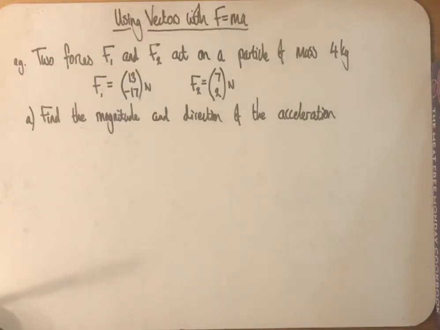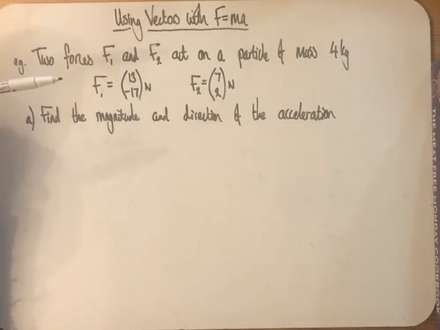Okay, using vectors with F equals ma. So we've got two forces, F1 and F2, acting on a particle of mass 4 kilograms. They've been resolved into two perpendicular forces, and we want to find the magnitude and direction of the acceleration.